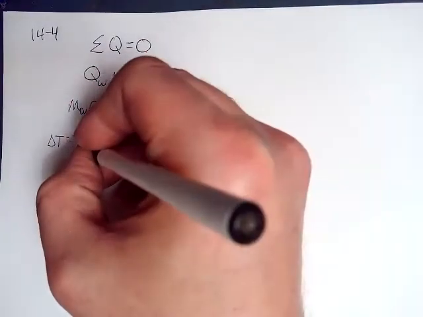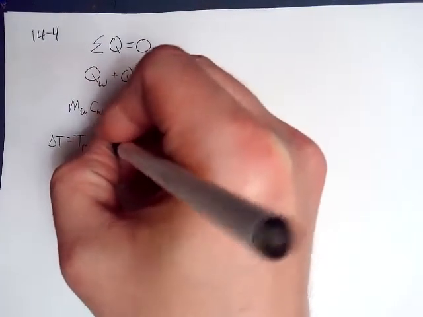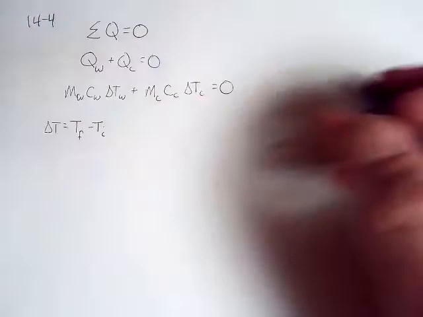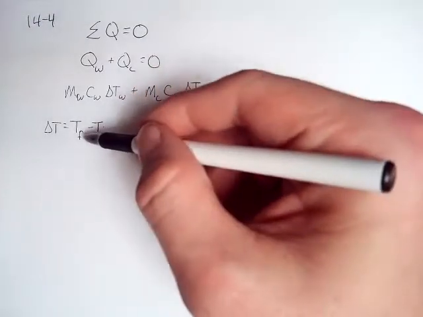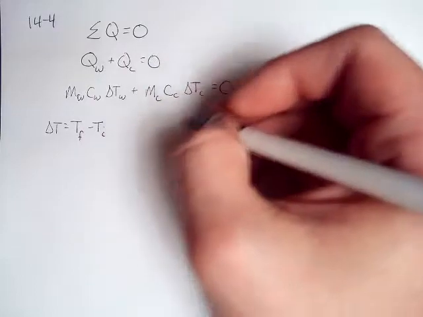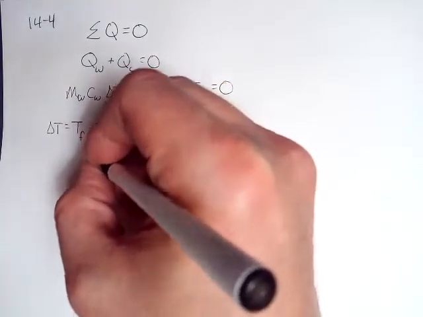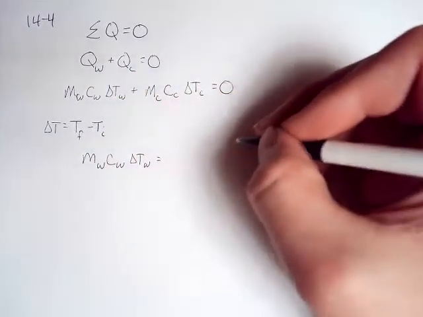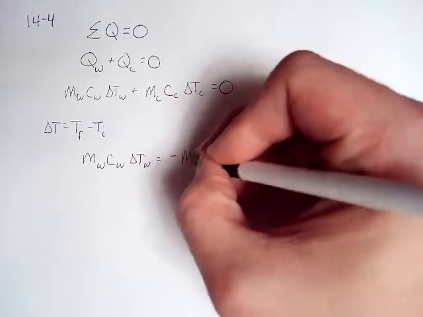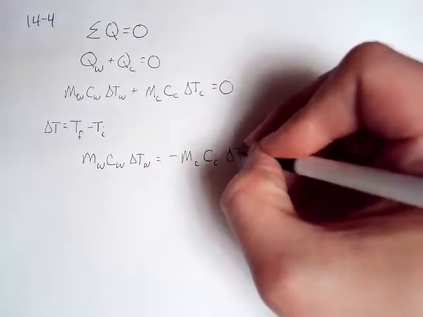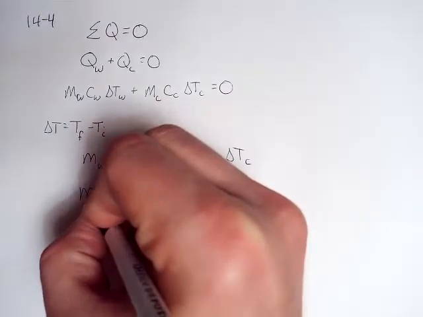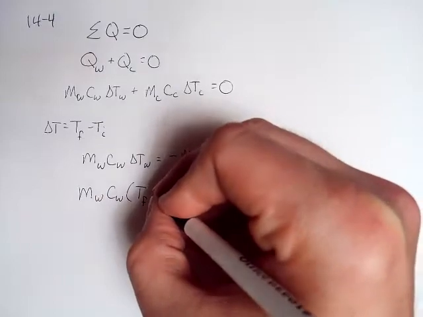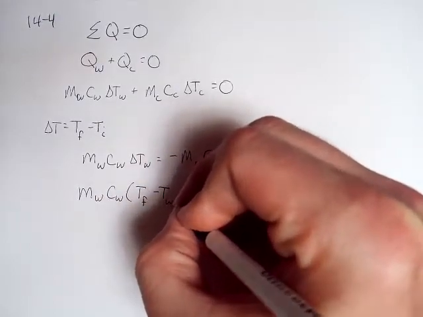Now I'm going to write it as T final minus T initial in this case. I think that's easier to follow. Okay, and just to solve this, because we're going to end up solving for TF, I'm going to move one of these to the other side. And I'll have to put a negative sign there. And then I'm going to expand the delta T's. So I'm going to have to say TF. Now I don't have to put a W there, but I do here.